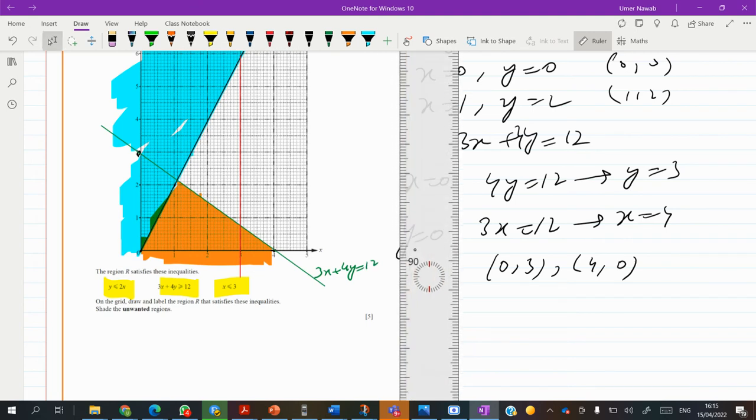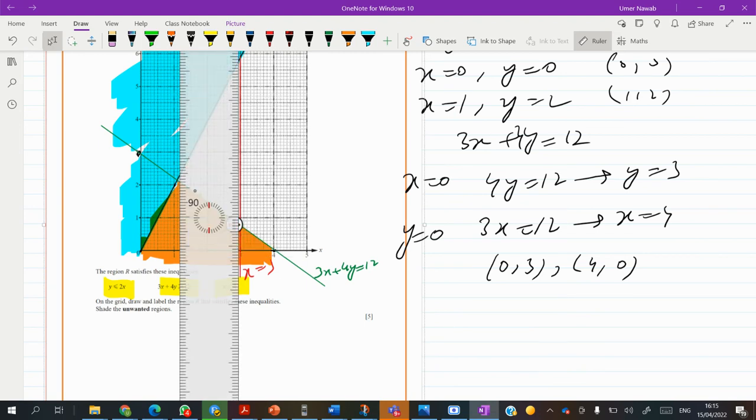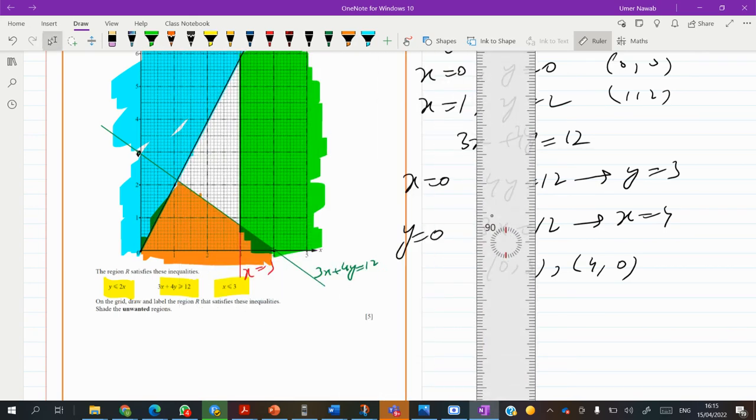Okay, when you draw that, x is equal to 3, so the left hand portion is wanted and the right hand portion is unwanted. So I'm going to just shade the right hand portion. So this is your R.